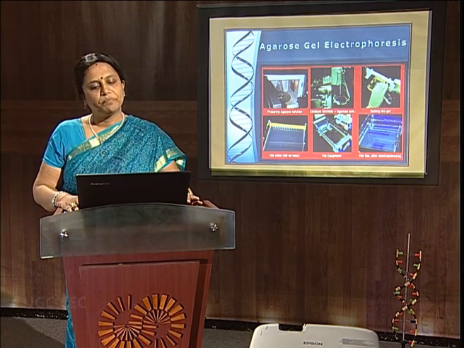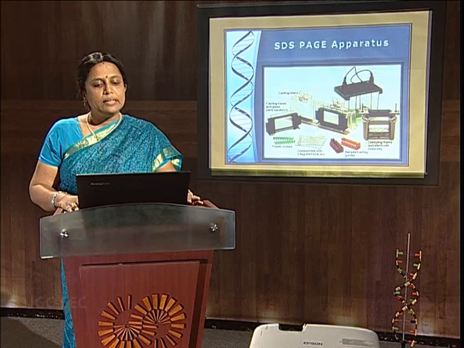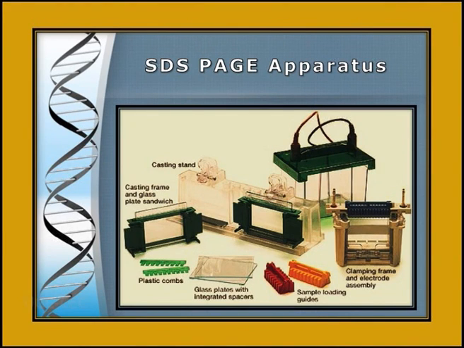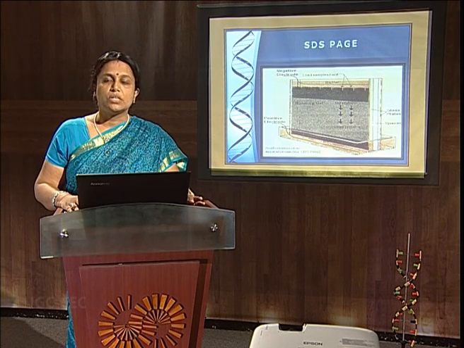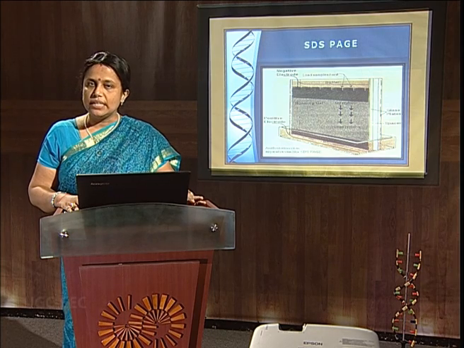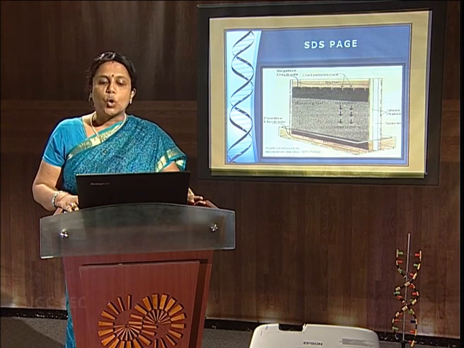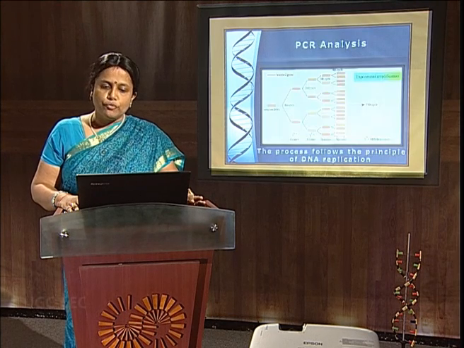UV transilluminator. And the second, as you can see here, is the sodium dodecyl sulfate polyacrylamide gel electrophoresis apparatus. This is used for the separation of proteins, and the gel is cast by the polymerization of acrylamide and bisacrylamide. You can see here how the gels are running, and they are getting separated on the basis of their molecular weights. There is another method wherein we can separate proteins on the basis of their charges as well as their molecular weight. Such a gel is called two-dimensional gel electrophoresis.